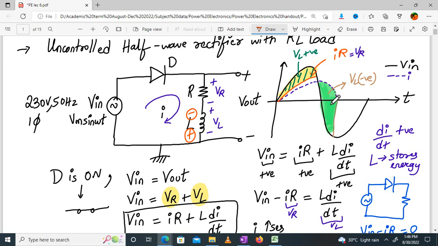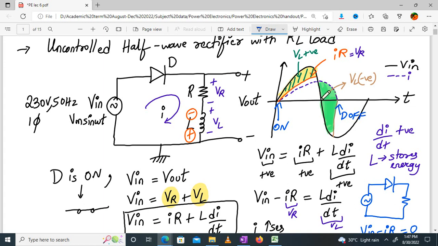Is this clear? I don't know how much you have understood, but in reality, this is what happens. And why do I say uncontrolled? Because we don't have any control over when the diode turns on. The diode turns on over here, right? And when does it turn off? It turns off over here. Is it under our control? No, it is happening naturally.